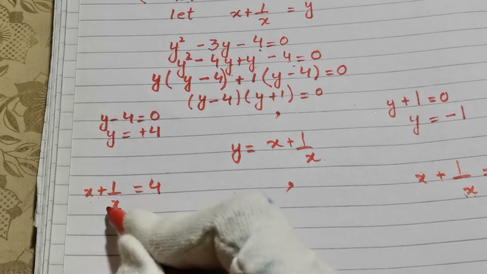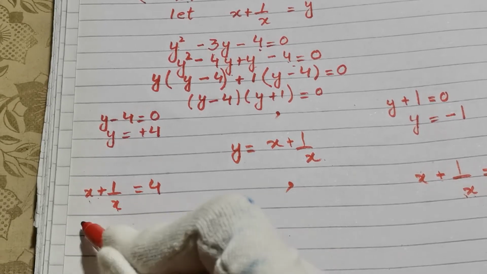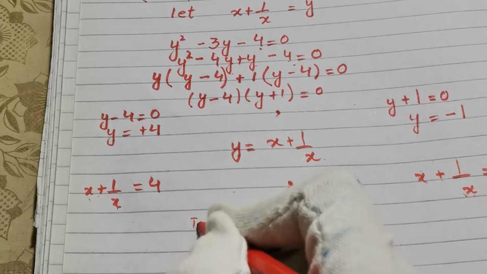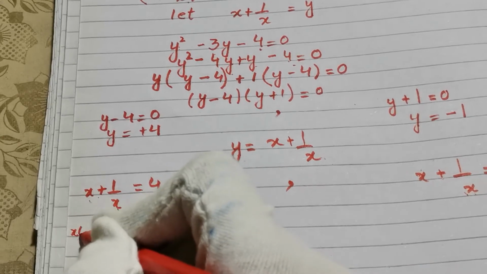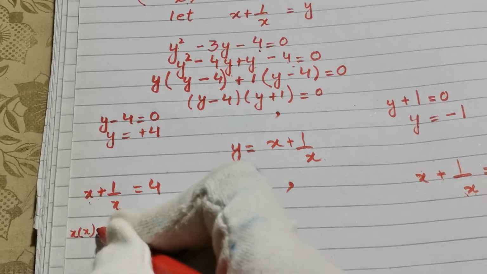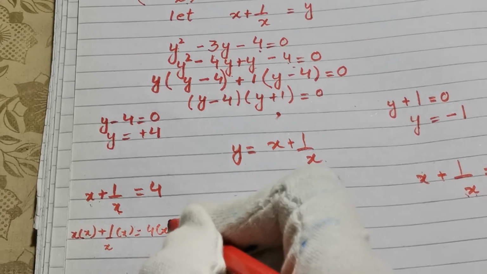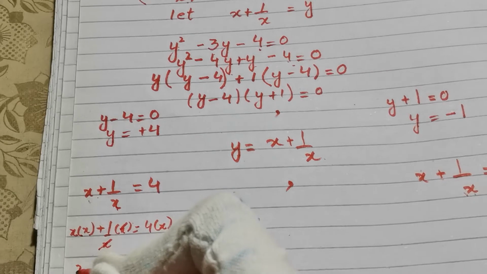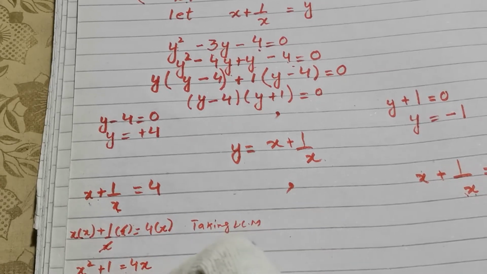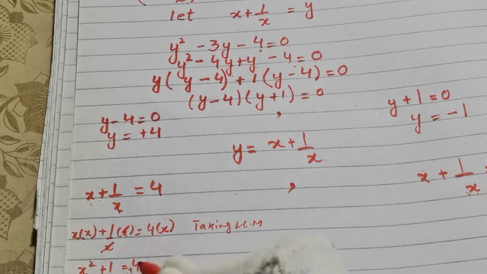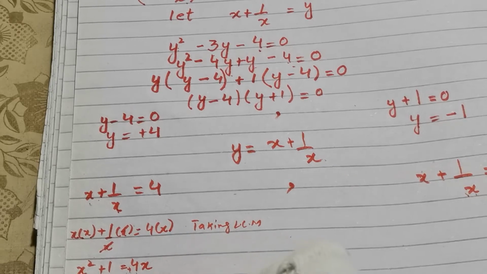Now we'll take LCM. LCM is x, so we multiply each term by x. How to take LCM? Multiply each term with x, because x is LCM. 1 by x into x is equal to 4 into x. x and x cancel, but we get x square plus 1 is equal to 4x. So positive 4x, when taken to the left side, becomes negative 4x, x square minus 4x plus 1 equal to 0.